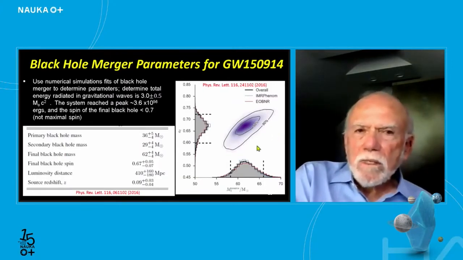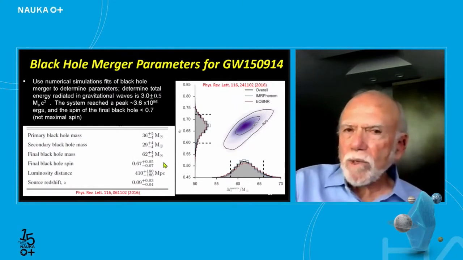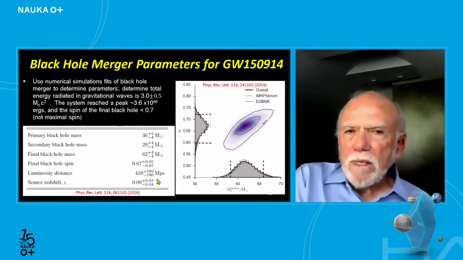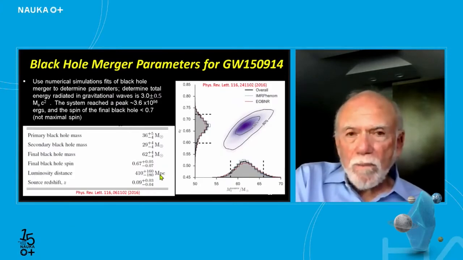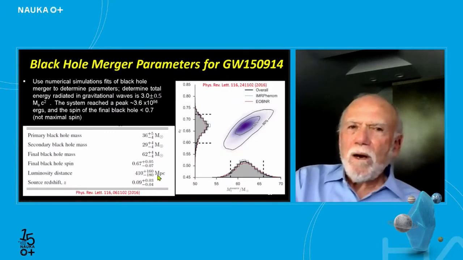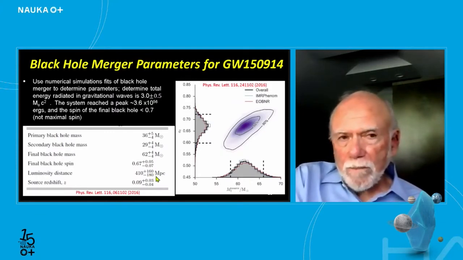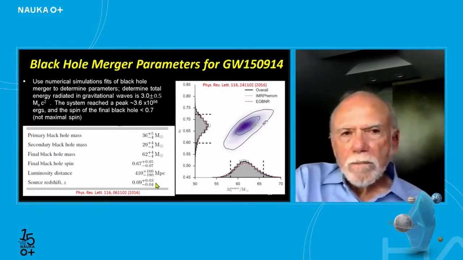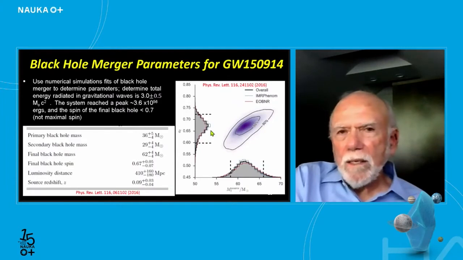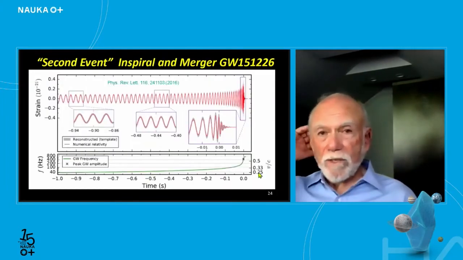The rest is the other details that you can tell: how much the final black hole is spinning, how far away it is. It's about 410 megaparsecs, or 1,000 billion light years. And on the right, the calculation of what the masses are. So that was the detection of gravitational waves.